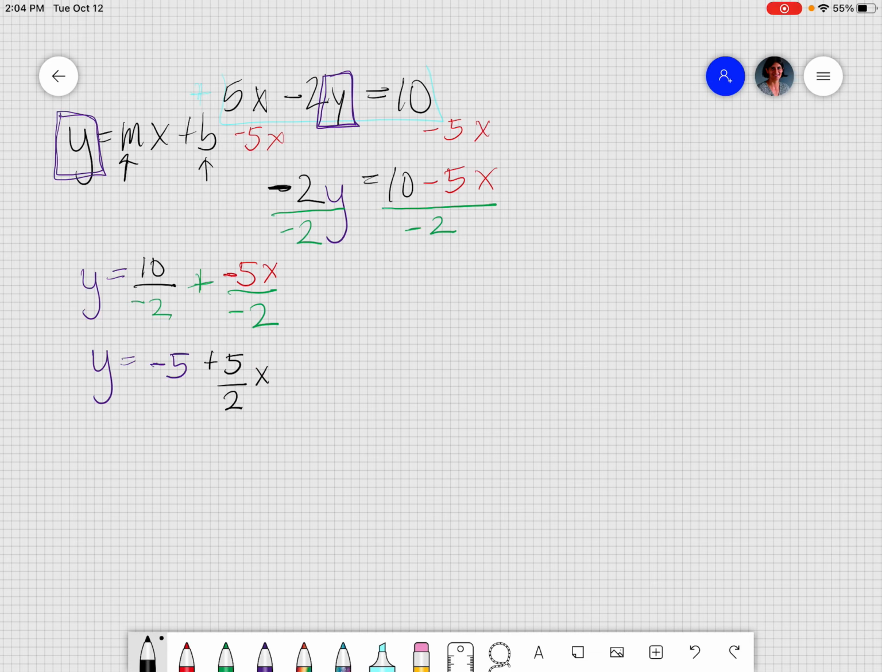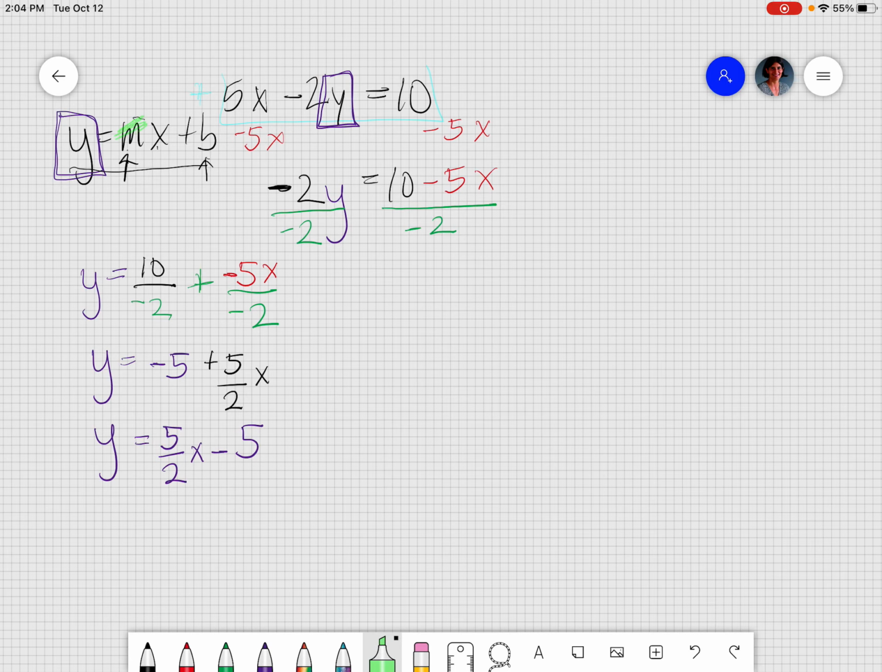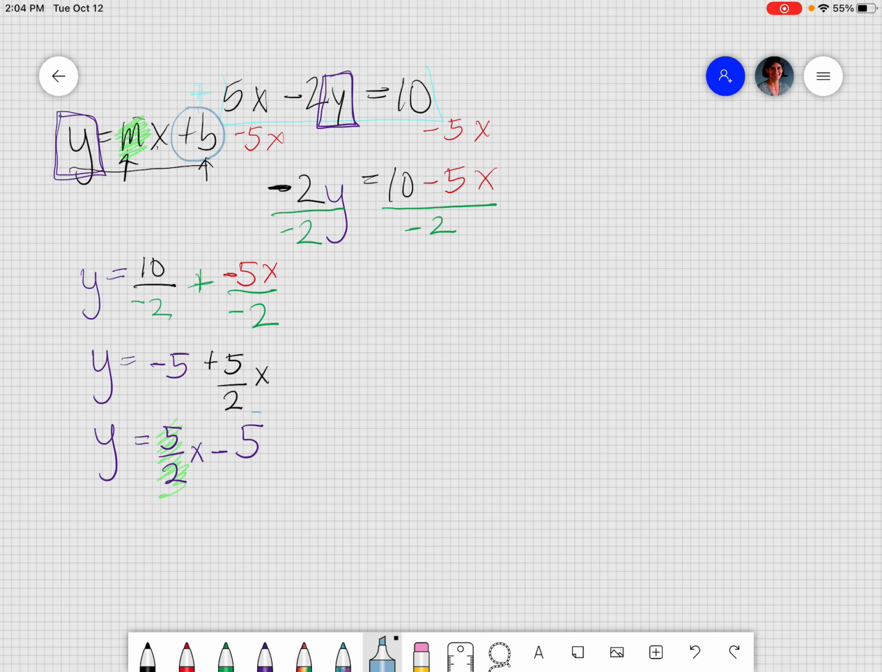We're almost there, because it doesn't quite look like slope-intercept form, where we have m times x plus b. So we're really close. Let's just rewrite it so it looks the same. We have 5 halves x minus 5. Now we can see the m is the number being multiplied by the x, and the b is the number by itself, so it's negative 5.